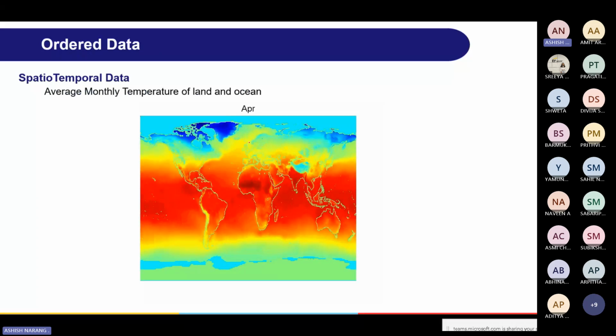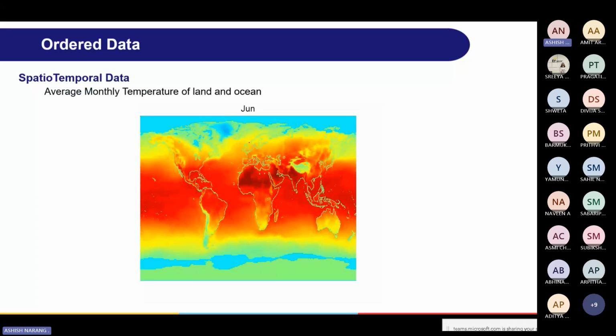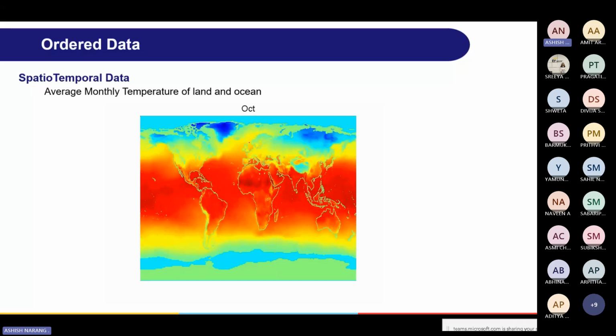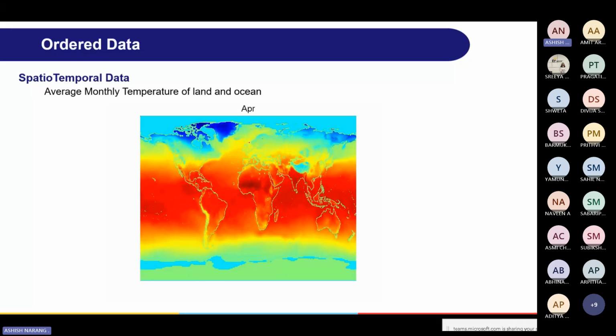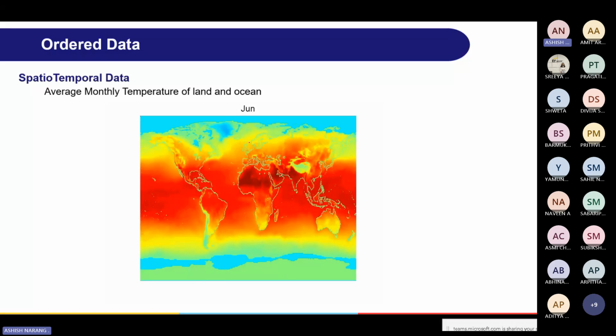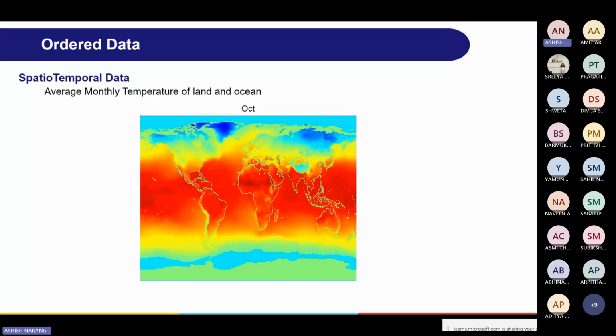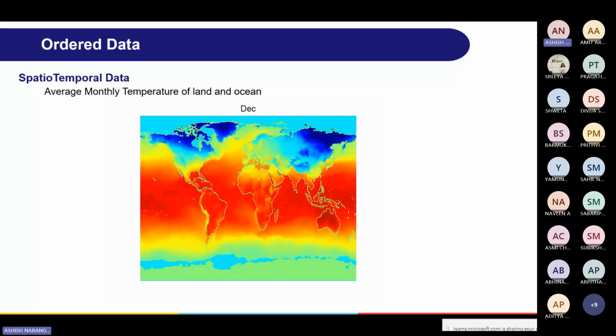This is the monthly temperature of land and ocean. Look at this, for all 12 months it is showing Jan, Feb, March, April, May, and so on, and we can make use of this data and analyze the patterns. So it is a kind of spatial data, changing over a period of time.